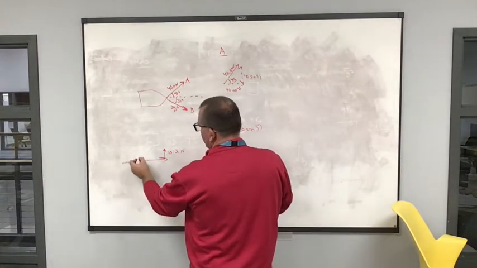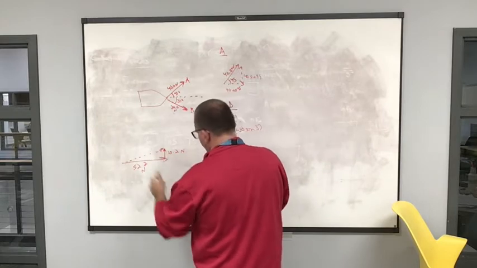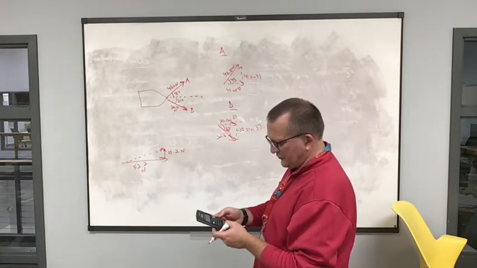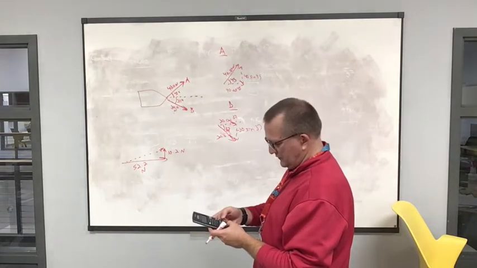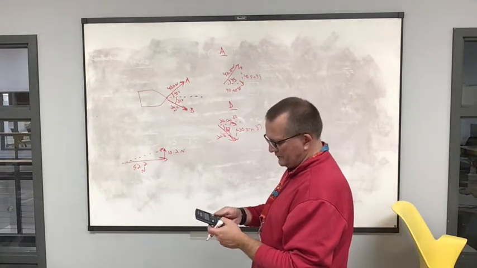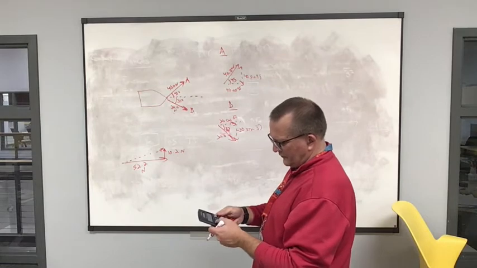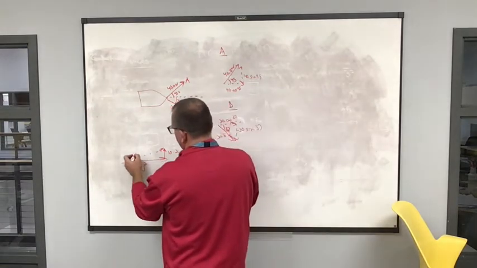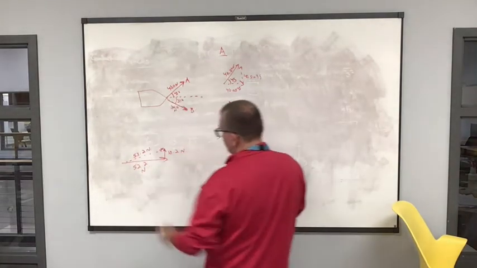Then to find my resultant force, Pythagorean theorem: 52.2 squared plus 10.2 squared, square root of my answer gives me 53.2 newtons. So that's going to be the net force.